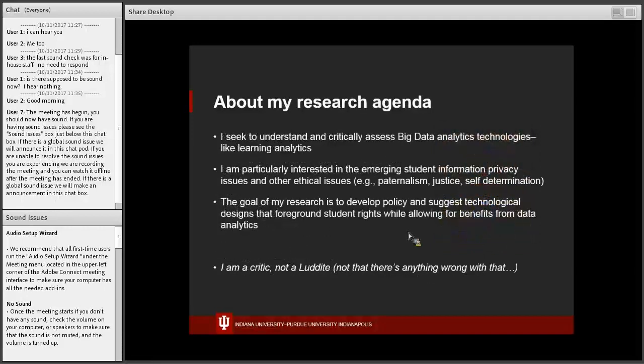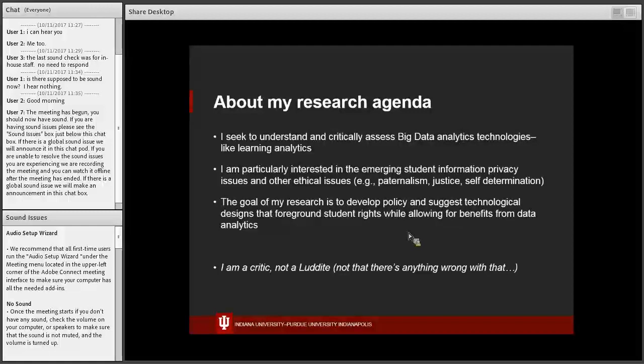So a little bit about my research agenda so you understand where I'm coming from. I look at big data analytics technologies through a critical lens. I'm not a techno-utopian. I don't necessarily like to promote technology all that much, especially when I believe it has some pretty serious ethical issues. So I'm particularly interested in student privacy issues, student information policy issues that affect students, and other ethical issues.